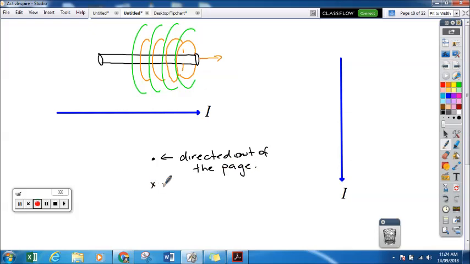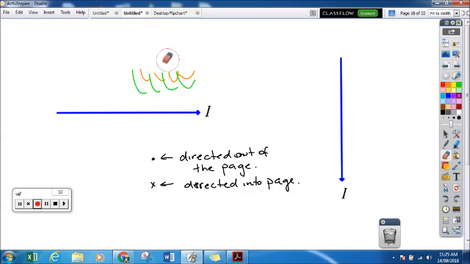Okay, and a cross means directed into page. Okay, so now doing the 3 dimensions is really hard to look at. There's a few examples online and in your books to have a look at the 3-dimensional picture of it. But we're going to use the right-hand grip rule for straight conductors.